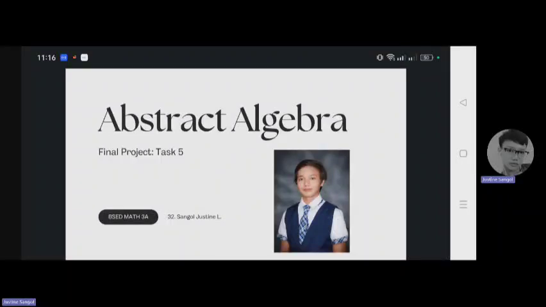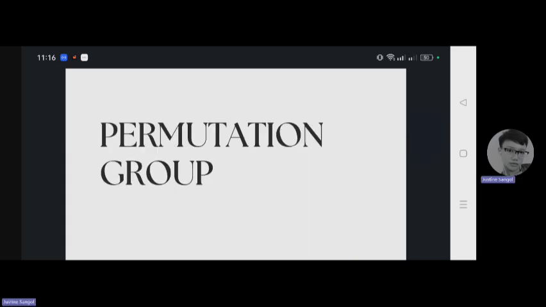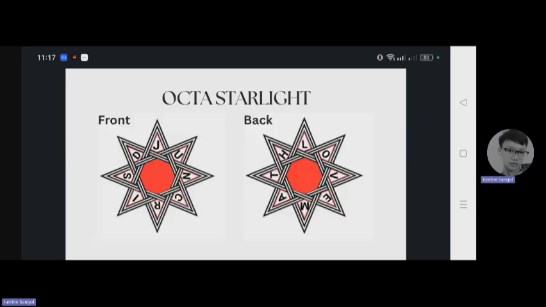So today, I will present my final project task number 5, which is the permutation group. This is my geometric model, which is the Octa Starlight. And this is the front and the back.